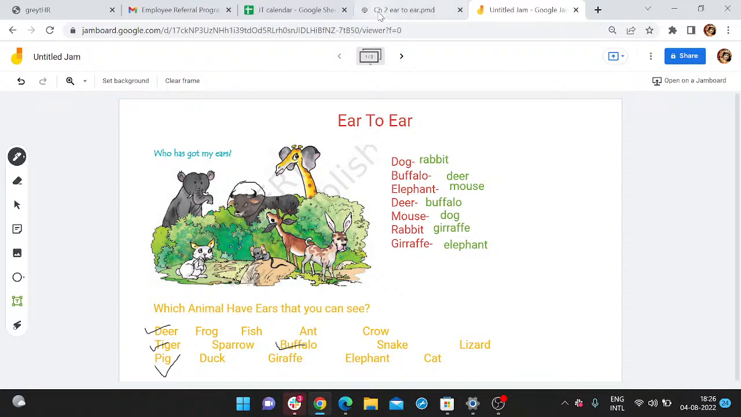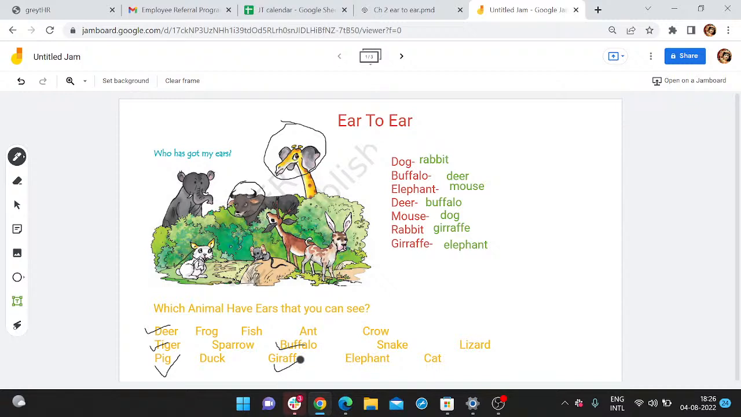We've already done giraffe that had the ears of an elephant, but that is not the case in reality. The giraffe has its own yellow ears, which this rabbit is carrying. This is how the ears look. And yes, giraffe does have ears, and they are clearly seen. So I would like to tick it.